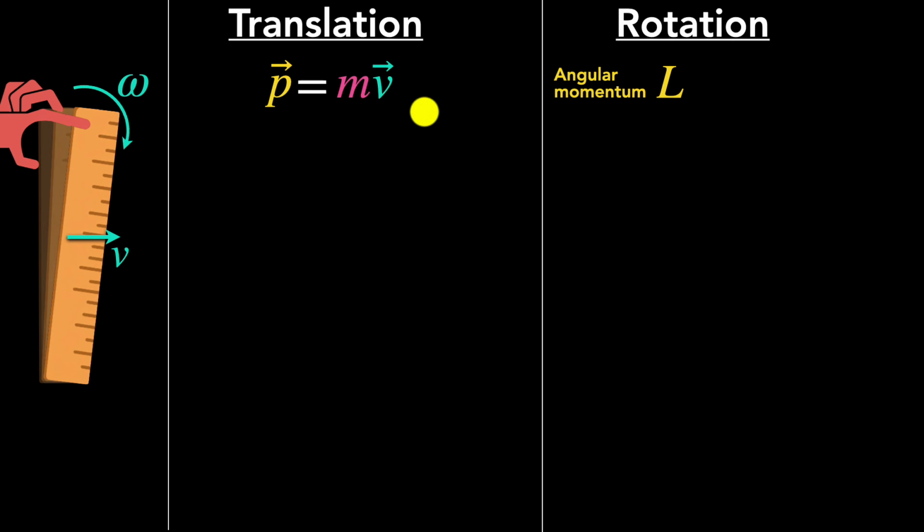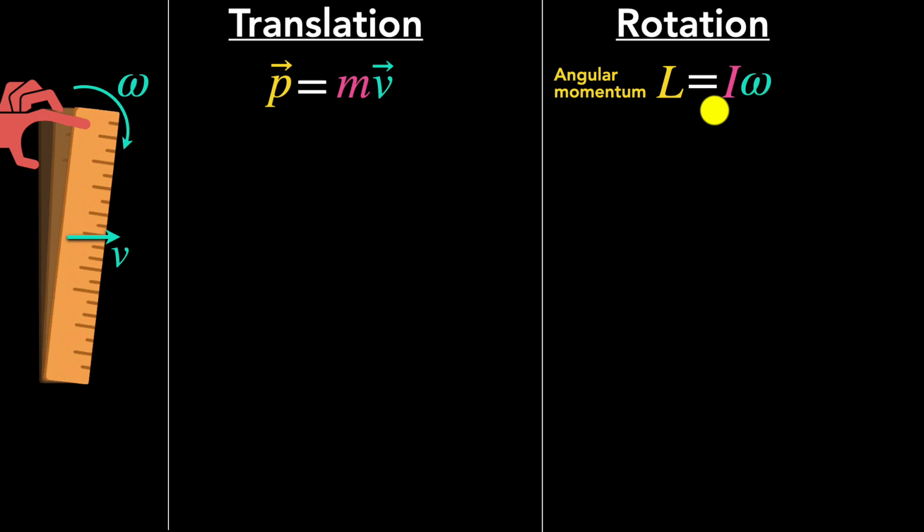Okay, so over here, linear momentum was mass times velocity, right? Well, instead of mass, what's analogous to mass when it comes to rotation? Well, that's rotational inertia, right? And what's analogous to velocity in rotation? Hey, that's angular velocity. So we define angular momentum as the product of rotational inertia and angular velocity.